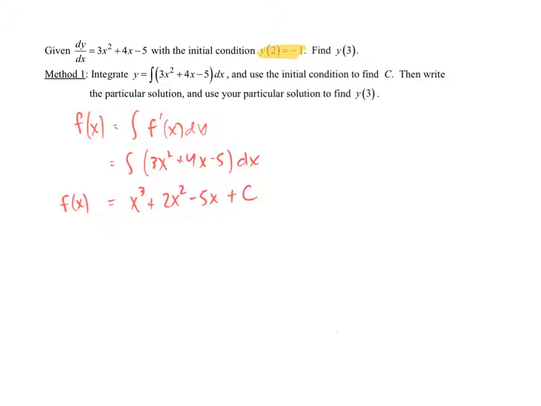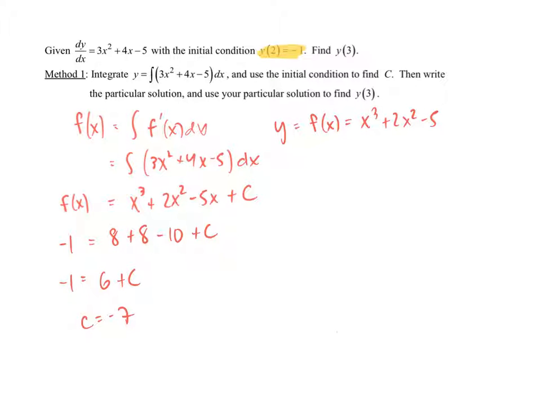So my y value is going to be negative 1, and my x value is going to be 2, so that will be 8 plus 8 minus 10 plus c. So negative 1 is equal to 16 minus 10, which is 6, plus c. So c is going to equal negative 7. That means my function f of x, or y equals, if you want to say it like that, is x cubed plus 2x squared minus 5x minus 7.